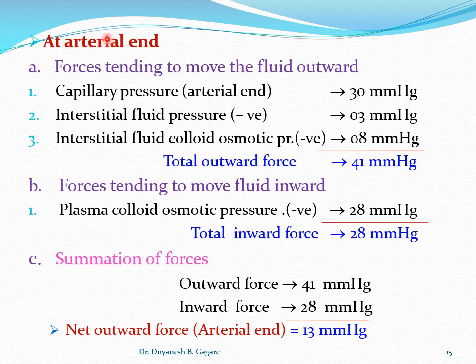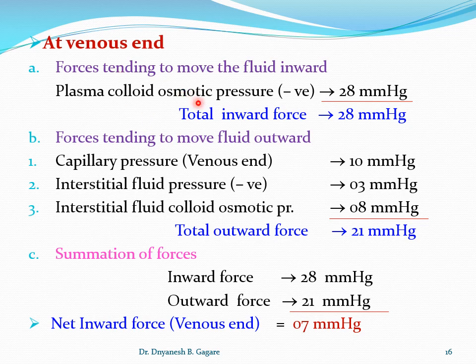Now what happens at the venous end? Remember what happens at the arterial end, we will now see the venous end. At the venous end, how are the forces working? Forces tending to move the fluid inward and outward. First we will see the inward force, which is the same as at the arterial end, that is the plasma colloid osmotic pressure, and it is 28 millimeter of mercury. It causes the osmosis, that is, it is an inward force. Inward means from interstitium to the capillary.